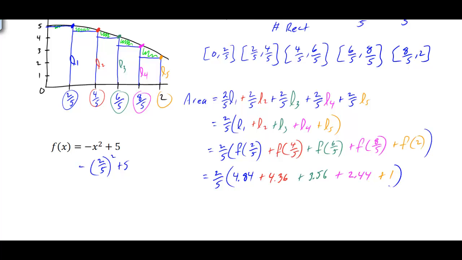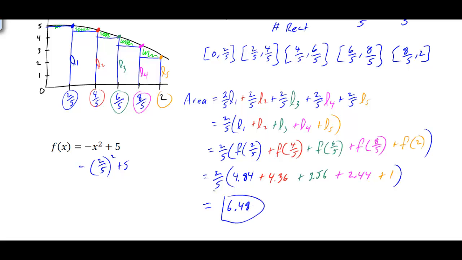Now keep in mind, these values here, 4.84, 4.36, 3.56, 2.44, and 1, are giving us the length of each of the rectangles, L1, L2, L3, L4, and L5. That's because if we plug 4/5 into the function, that's going to take us all the way up here to this red dot, which is giving us the height of the rectangle because it touches the graph at that point. And if we perform all the calculations here, you're going to end up with an answer of 6.48.